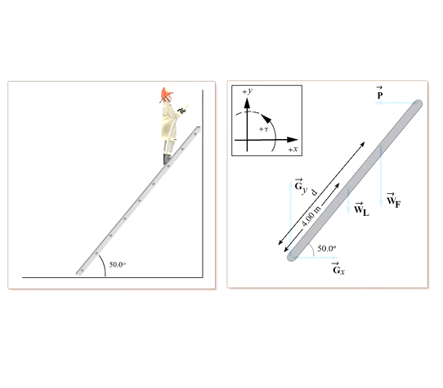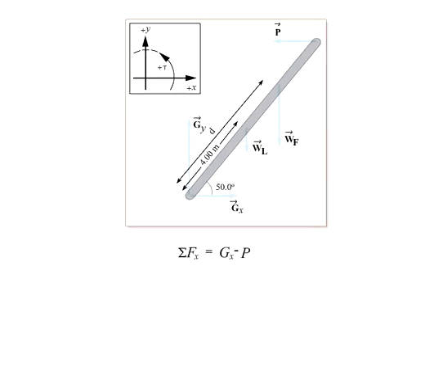If the ladder is not accelerating, the net force on the ladder must be 0. Two forces act in the x direction, G sub x and P. G sub x acts in the positive x direction and P acts in the negative x direction. Therefore, the sum of the forces in the x direction is G sub x minus P. Since the ladder is in equilibrium, this sum must be 0.